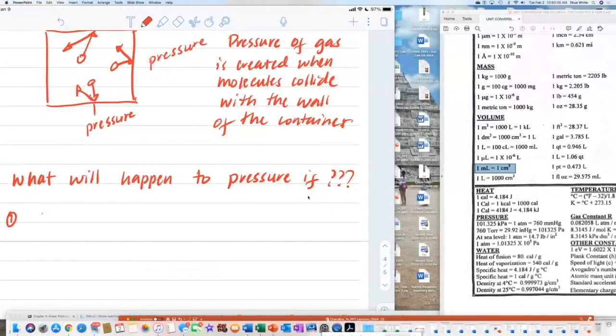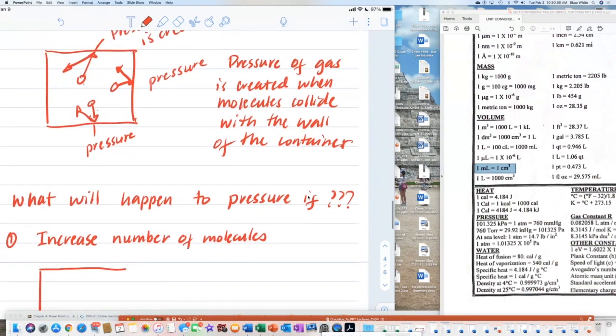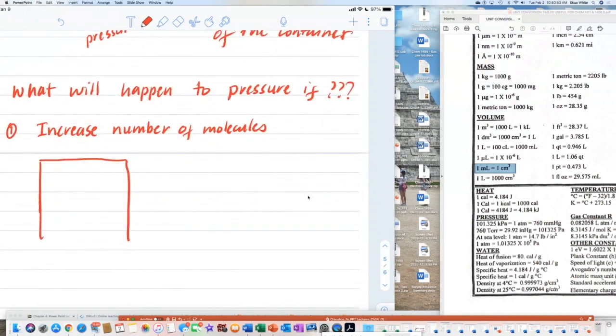if, number one, I increase the number of molecules? So what I'm saying here is, for the same scenario, instead of having the three particles I drew here, I'm going to double it. Now I have 1, 2, 3, 4, 5, 6 colliding here, colliding here, colliding here, colliding here, colliding here, and colliding here. So I have increased molecules.